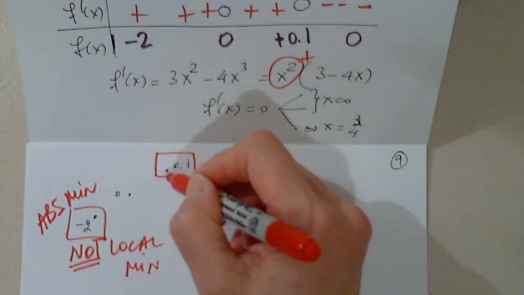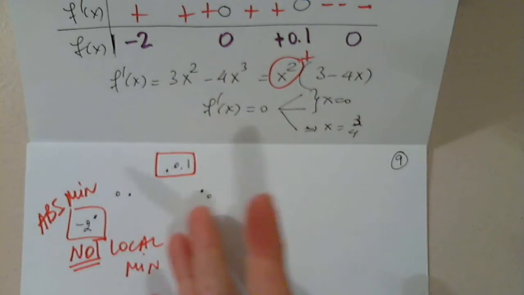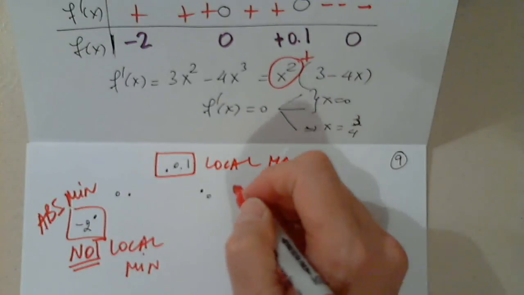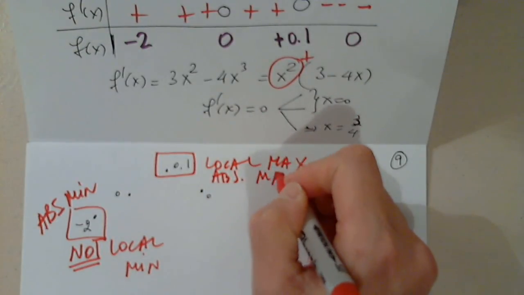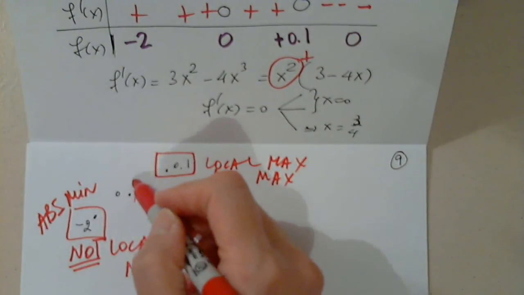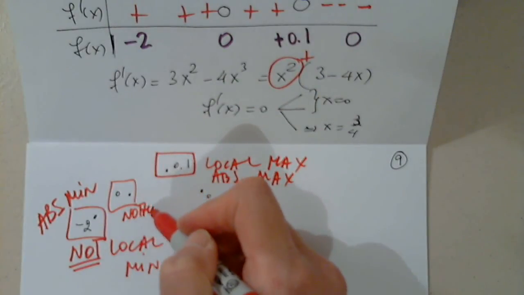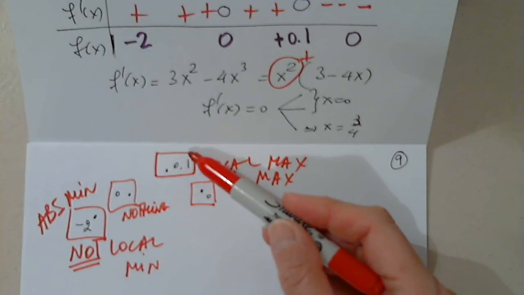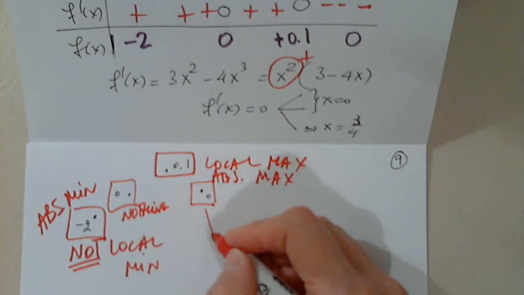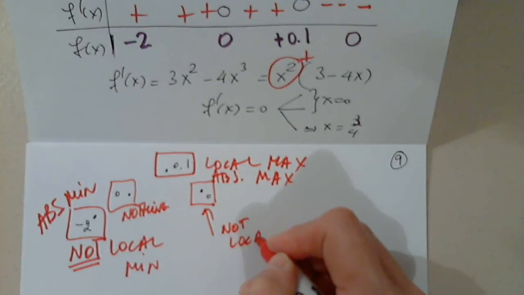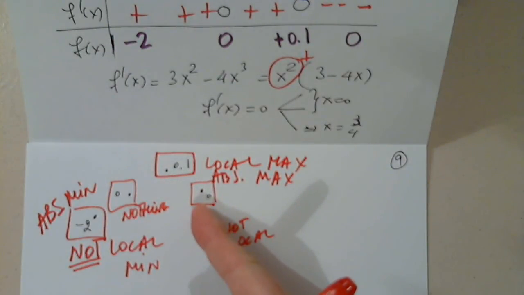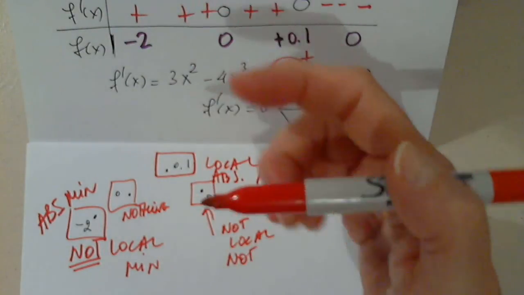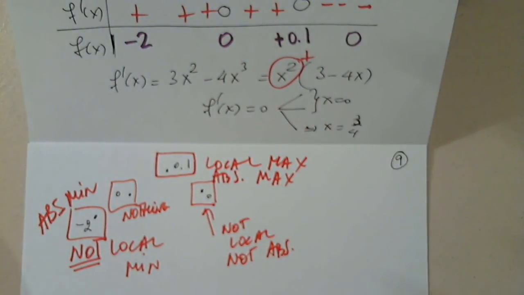Now this is in the middle of the interval, so it is a local max, but also an absolute max. This one is nothing. What about this one? Nothing. It's not the absolute max. It's not the absolute min. It cannot be local because it's at the end point of the interval. And it's not absolute minimum. It's not absolute maximum.